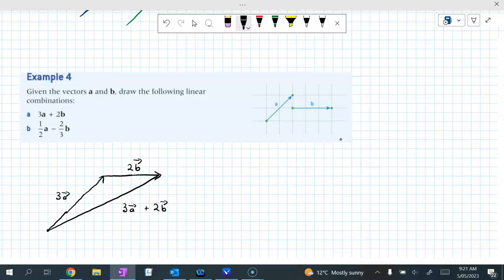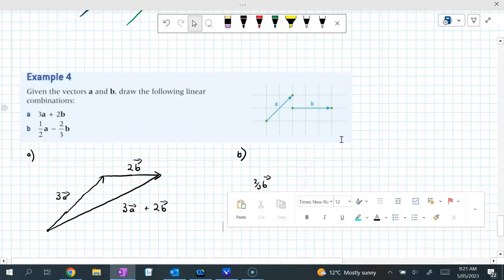Okay, so that's part A, and then for part B, it's half of A. So instead of going across 2 and up 2, I'm just going to do half of that, so it's across 1 and up 1, so that's half of A. Take 2/3 of B, so we're going in the negative direction with B. B is 3 spaces, so 2/3 is going to be 2 spaces. So I'm going across in the opposite direction. So it was a half of A, and this is 2/3 of B. And so then the final is the direction from the start to the end. And that's quite a small diagram.